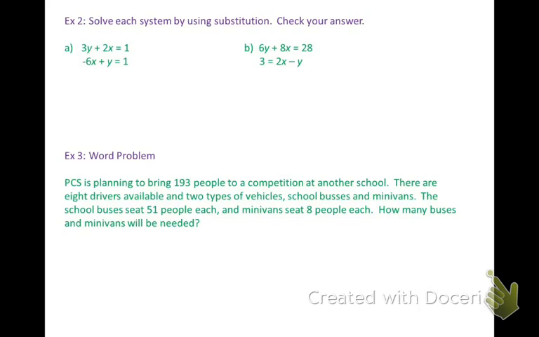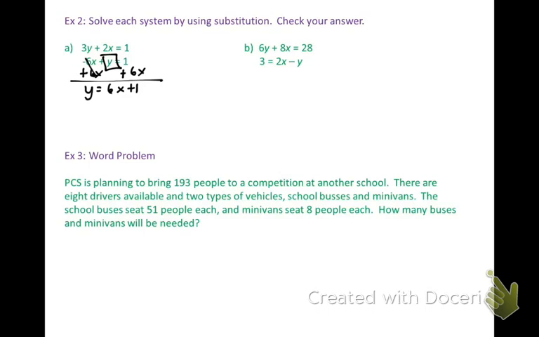Okay? So if I look at A, I have 3y plus 2x equals 1. Well, that has some numbers attached to both the y and the x, so I'm not going to find that by itself. But the second one is negative 6x plus y equals 1. Well, this one, the y has nothing attached to it. So I'm going to get y by itself on that side. So the 6x is attached to the y, so I'm going to add 6x to both sides. So now I have y equals 6x plus 1.